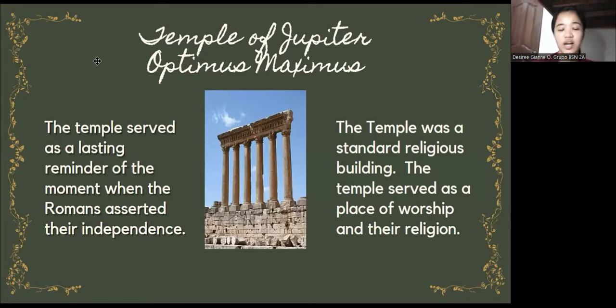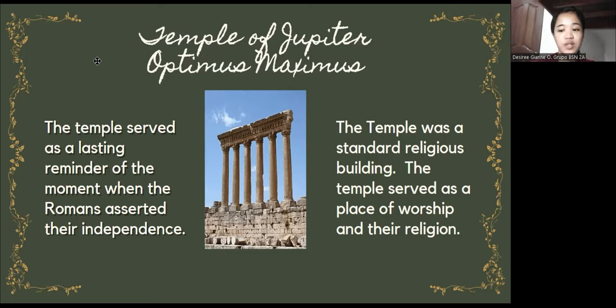The Temple of Jupiter Maximus was made at the founding of the Roman Republic. Kaya nagkaroon ng Roman Republic, nagawa ito. Kaya this Temple of Jupiter served as their independence. And the temple was a standard religious building. The temple served as a place of worship and their religion.